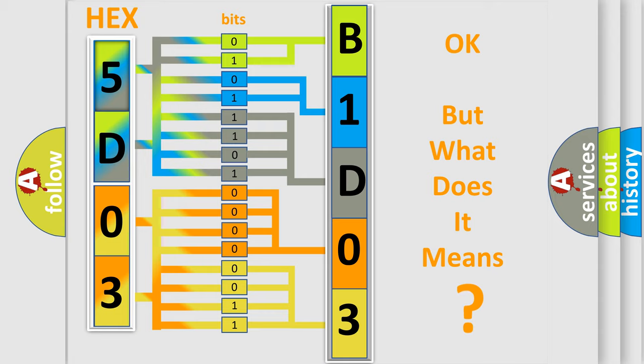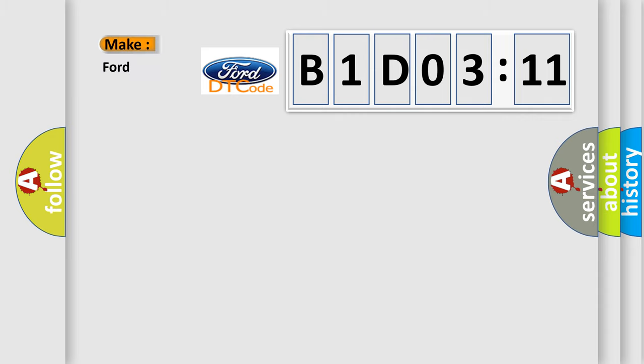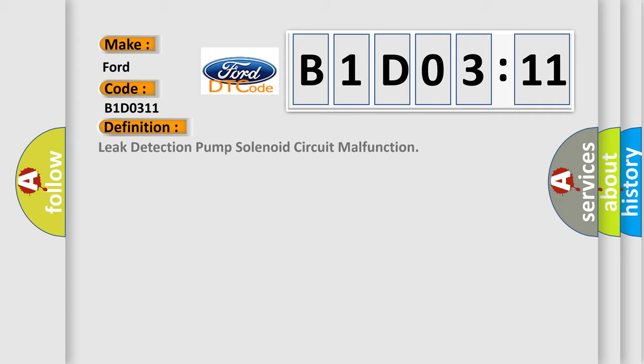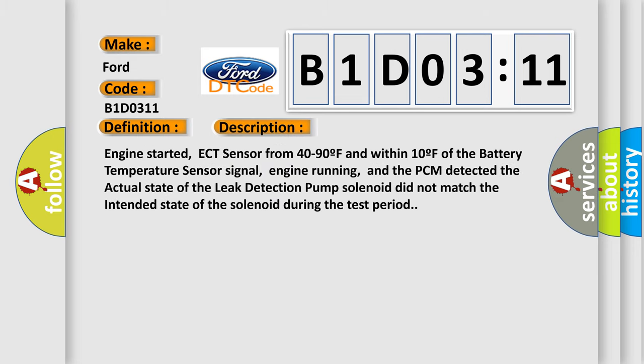The number itself does not make sense to us if we cannot assign information to what it actually expresses. So, what does the Diagnostic Trouble Code B1D03-11 interpret specifically for Infiniti car manufacturers? The basic definition is leak detection pump solenoid circuit malfunction. And now this is a short description of this DTC code. Engine started, ECT sensor from 40 to 90F and within 10F of the battery temperature sensor signal, engine running, and the PCM detected the actual state of the leak detection pump solenoid did not match the intended state of the solenoid during the test period.